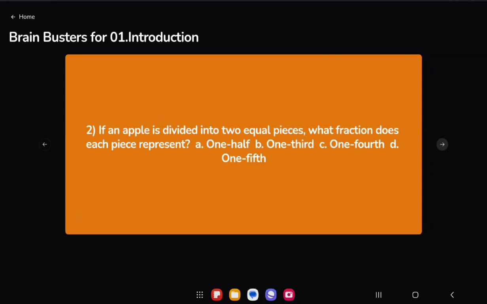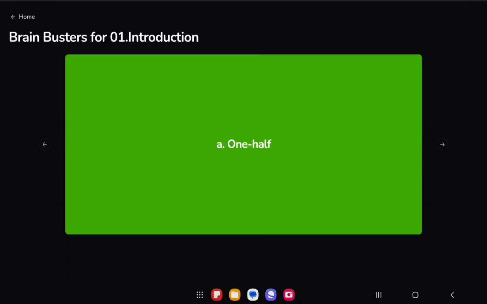Right. Now another easy question. If an apple is divided into 2 equal pieces, what fraction does each piece represent? Is it 1/2 or 1/3, 1/4 or 1/5? Again, easy one, because we had 2 equal pieces, right? The apple was divided into exactly 2 equal pieces, so each of them will represent 1/2.